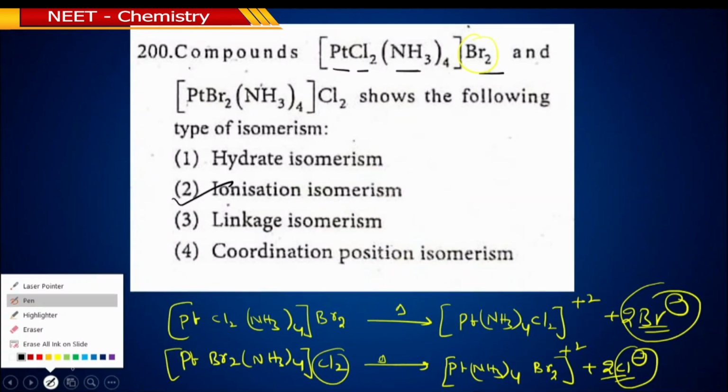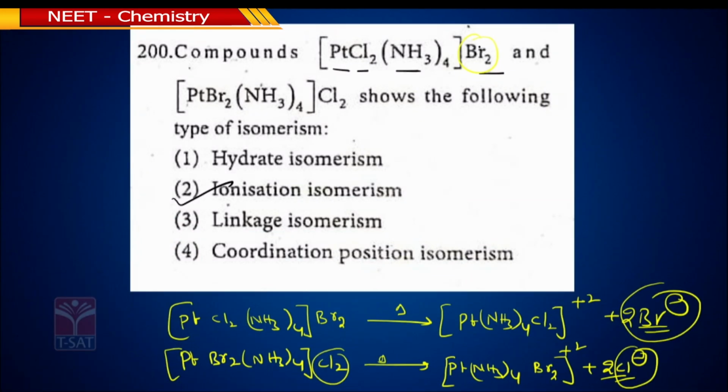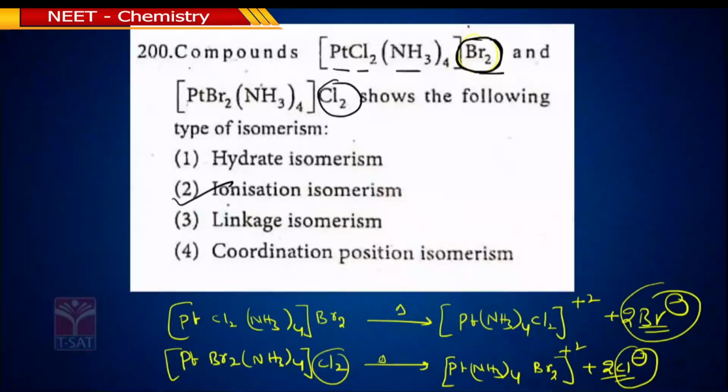How can you identify ionization isomerism? By seeing the compound formula. Outside the square bracket you have Br2 here, and Cl2 here. If outside the square bracket you have different atoms or ions, then it will show ionization isomerism. Here Br2 is different, Cl2 is different, that is why it will show different ions upon ionization. So, we call this ionization isomerism.